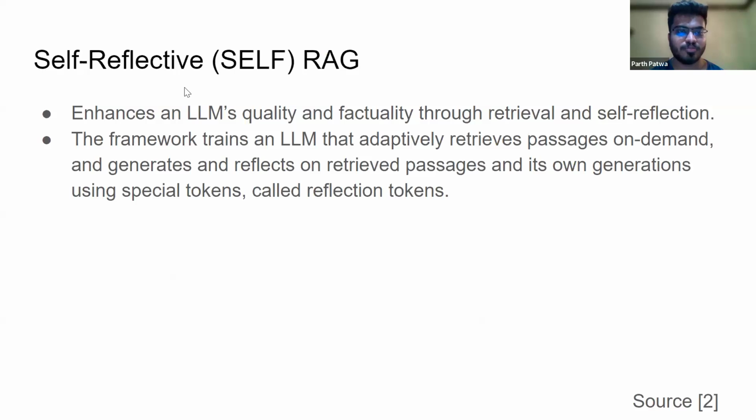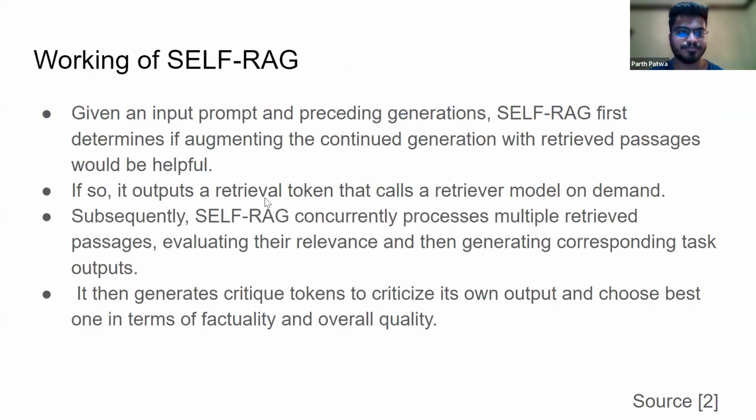Then another group of researchers proposed self-reflective RAG, which is a very useful technique because many works are based on this. To enhance the quality and factuality, which is our main goal, the framework will train the LLM adaptively to retrieve passages on demand and then reflect on those retrieved passages, generate from those multiple passages, and also again reflect on the generation.